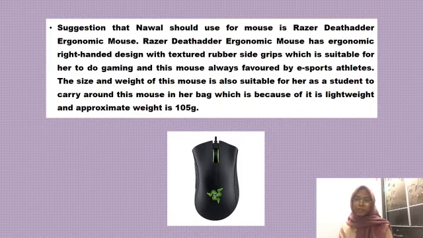The first one is the mouse. The suggestion that Nawa should use is the Razer ergonomic mouse. It has an ergonomic right-handed design with textured rubber side grips, which is suitable for her gaming, and this mouse is always favored by e-sport athletes. The size and weight are also suitable for a student because it is lightweight and easy for her to carry around, with an approximate weight of 105 grams.